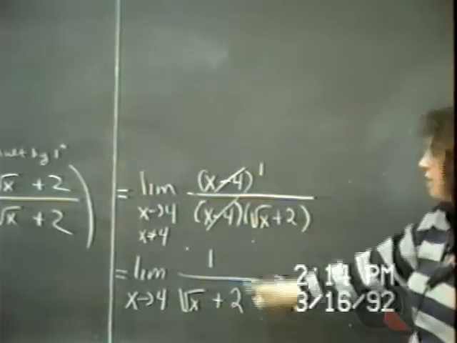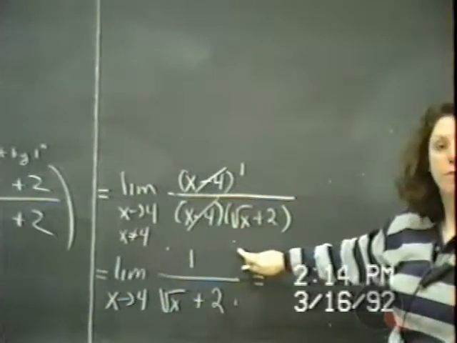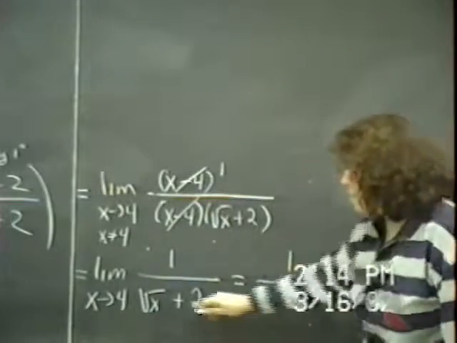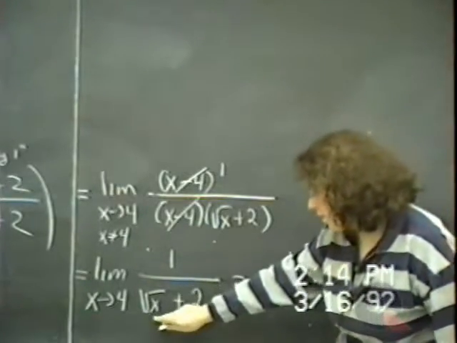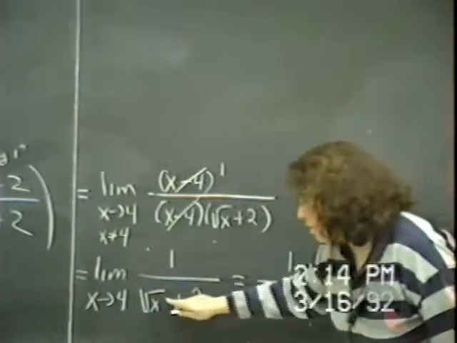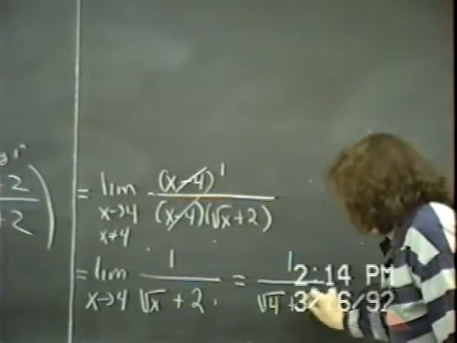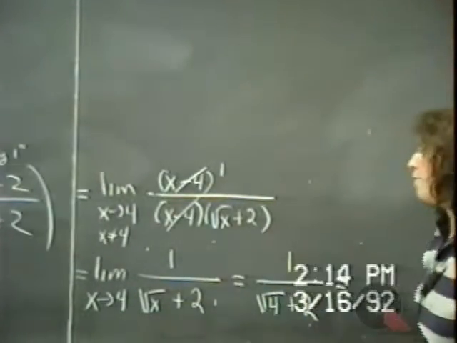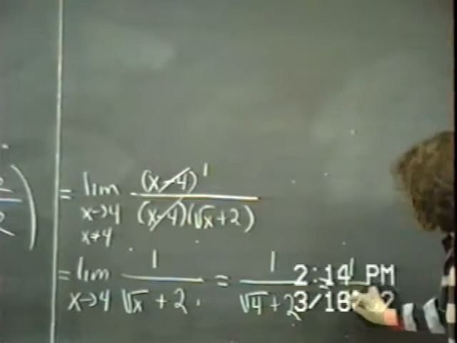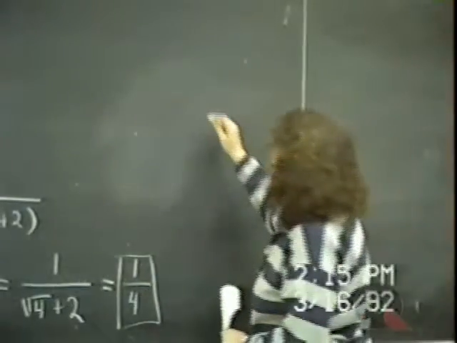Here we can say it's the limit of the numerator divided by the limit of the denominator. The limit of the numerator, the limit of a constant, is just that constant. The limit of 1 is 1. The limit of the denominator, it's the limit of this plus the limit of that. The limit of the square root of x is the square root of the limit of x, or the square root of 4, as x approaches 4. The limit of 2 is 2. This time we can just evaluate the limit by substitution, and we get 1 over 2 plus 2, or 1/4, for an answer.